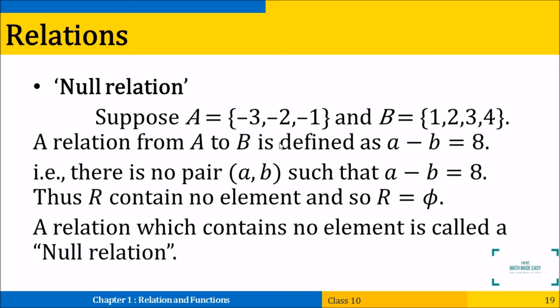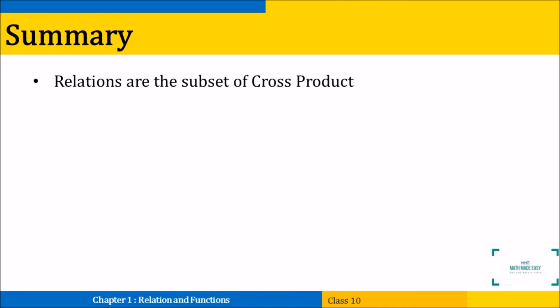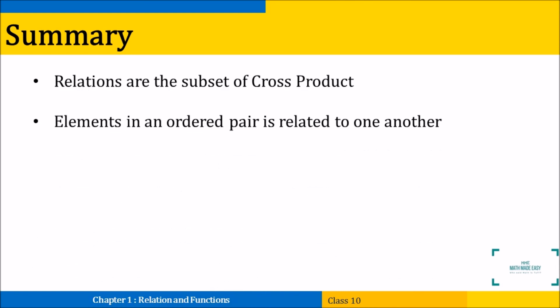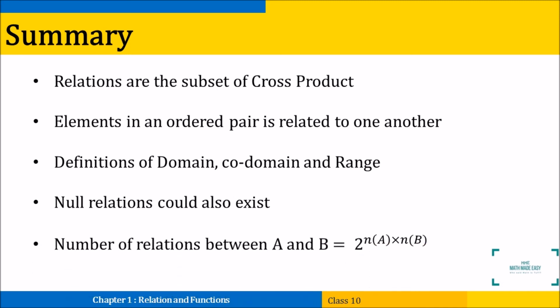So let's summarize what we have learnt in relations. Relations are nothing but subsets of the cross product where the elements inside the ordered pair are somehow related to each other. We saw the important definitions like domain, codomain and range, and we also saw null relations, which can also exist, and the number of relations between set A and set B is 2 to the power of the cardinality of A times the cardinality of B.